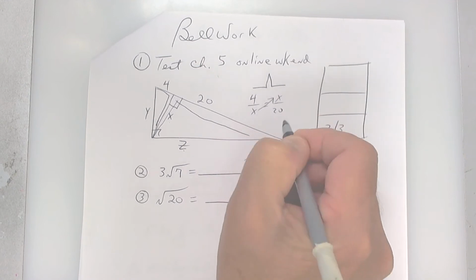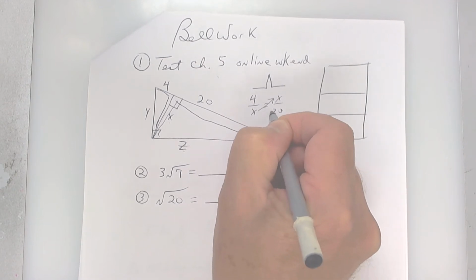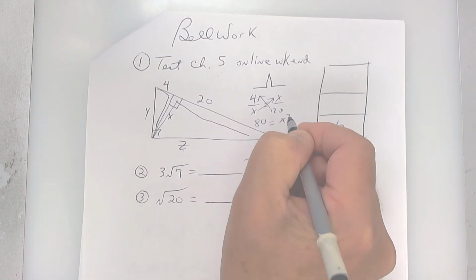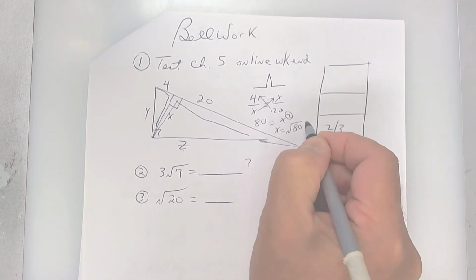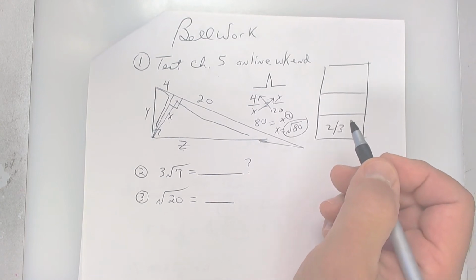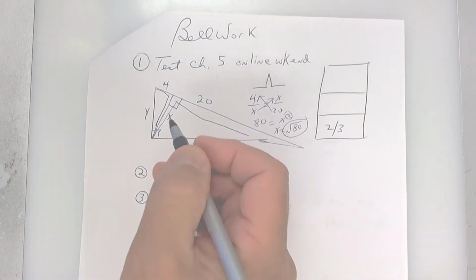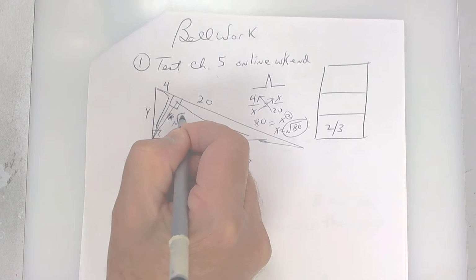Okay, so you're going to get x squared here equals 80. And so x, you got to do the square root. X is equal to the square root of 80. And we'll leave it like that. Okay, on the test, you'd have to use your calculator. So scratch this out and put the square root of 80.